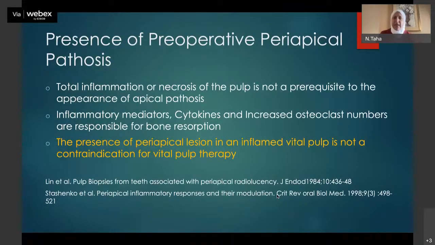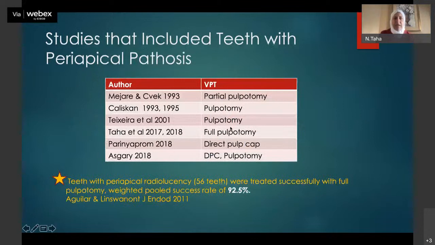I've already talked about the presence of periapical pathosis. It's not a contraindication to vital pulp therapy. And total inflammation or necrosis of the pulp is not a prerequisite to the appearance of apical periodontitis. It's just a function of inflammatory mediators and cytokines. These are just examples of studies that included teeth with periapical pathosis. Look, starting in 1993 and up to 2018, with different procedures, partial pulpotomy, full pulpotomy. And according to the review by Aguilar and Linsuwanont in 2011, teeth with periapical radiolucency treated with vital pulp therapy had high success rates above 90%.